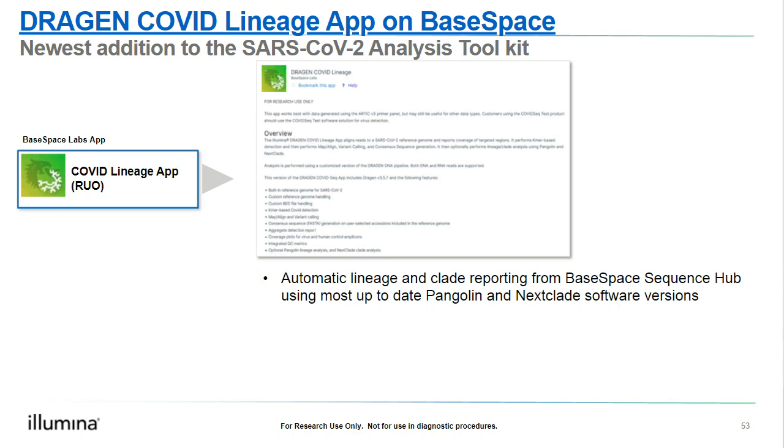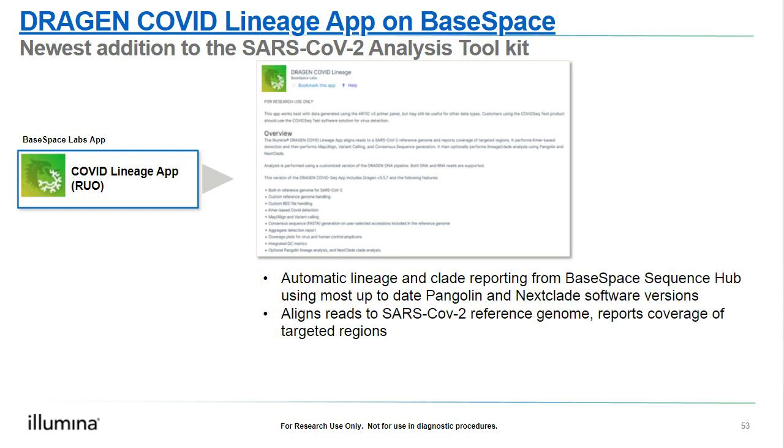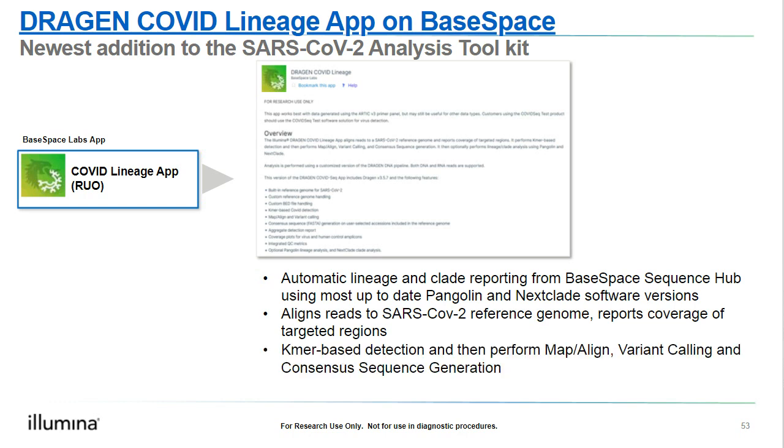In addition, it can perform alignment to the SARS-CoV-2 reference genome, report the coverage of targeted regions, and also detect the pathogen. SARS-CoV-2 is detected using the k-mer method, and then it performs variant calling and also generates the consensus FASTA file. And lastly, this app is only available on BaseSpace right now.